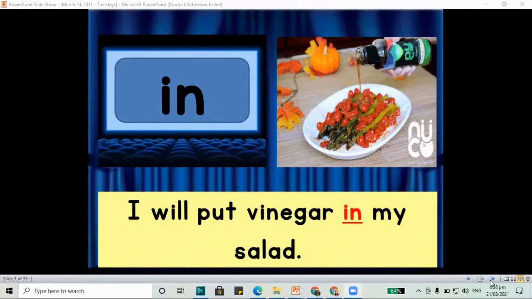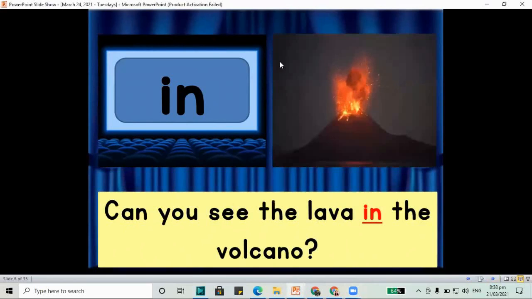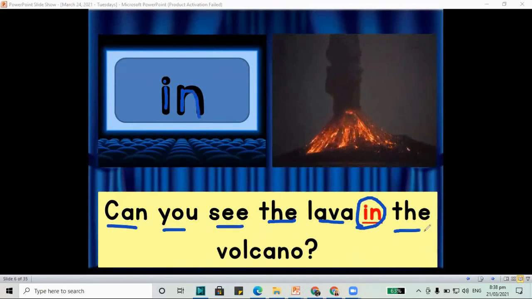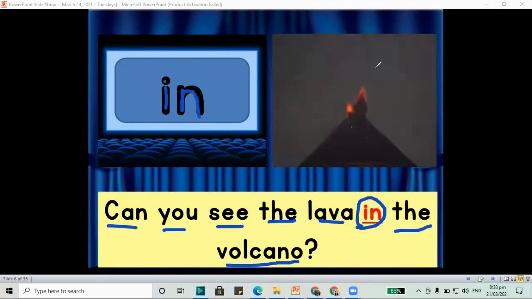How about another sentence for the word in? I and N makes the word in. Can you see the lava in the volcano? We have the word in. I and N makes the word in.